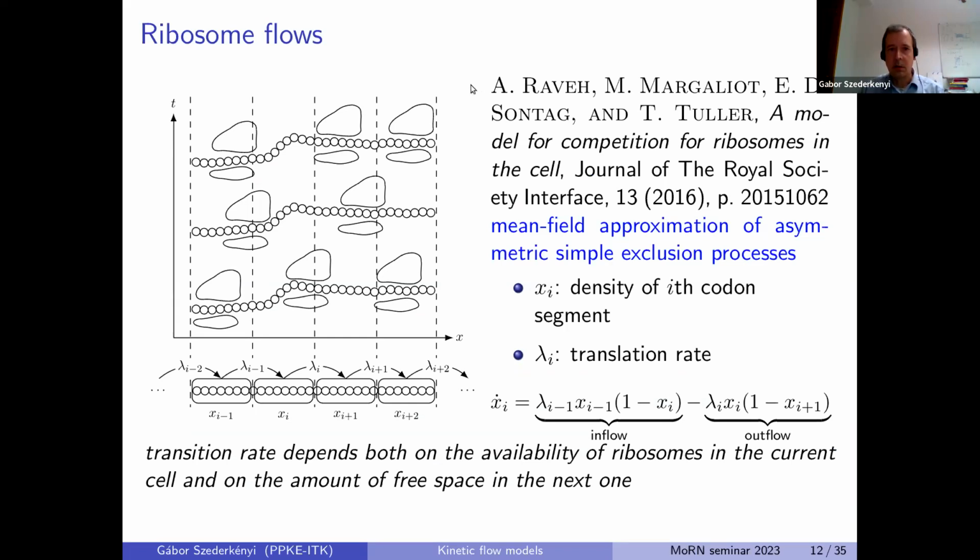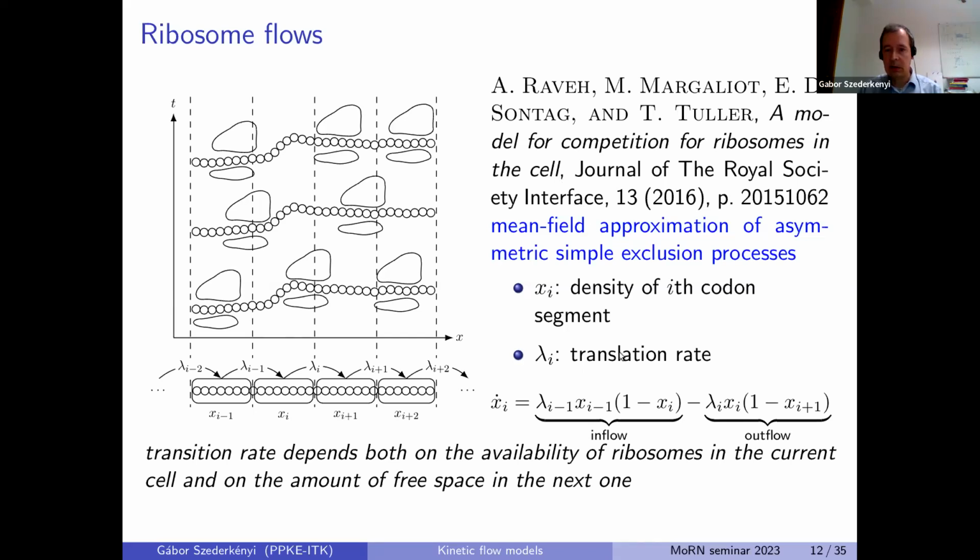Okay, so about ribosome flows. These models appeared in the literature about 15 years ago and model the movement and information processing of ribosomes along codons. The first such models in ODE form came as mean field approximations of a so-called asymmetric simple exclusion process, which comes from statistical physics.